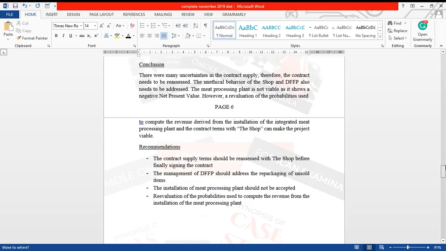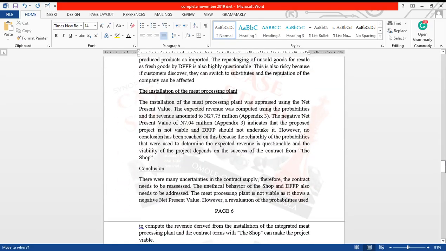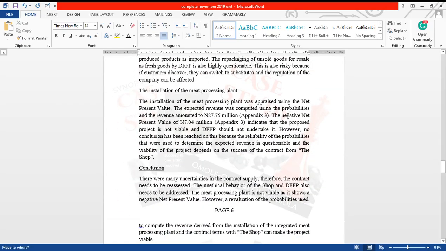So let's now go back to our body. So you can see that the expected revenue was computed using the probabilities, and the revenue amounted to 27.75 million, appendix 3. So anybody that wants to know how you get it will know you're linking it, right? The negative net present value of 7.04 million, appendix 3, indicates that the proposed project is not viable and DFFP should not undertake it.